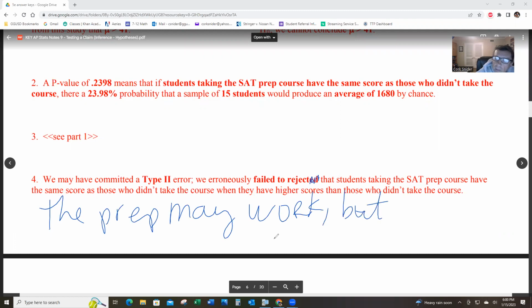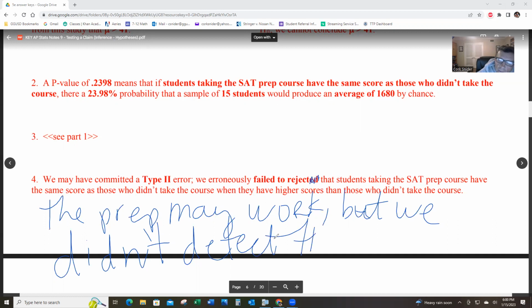but we didn't detect that. That is also a strong possibility. The prep course worked, but we didn't detect that. Now, a consequence of that would be you don't send anybody to the prep course because you don't think it works, but in reality, it does. It's a missed opportunity, is another way to write it. A type 2 error is often a missed opportunity, not always, but often.